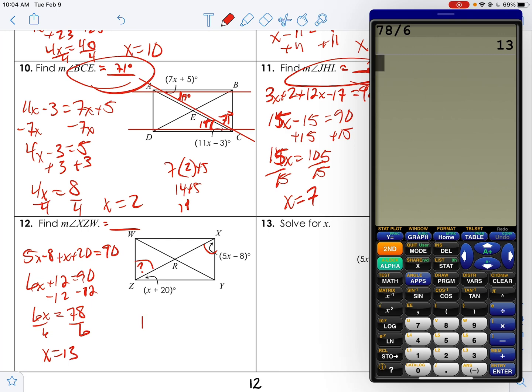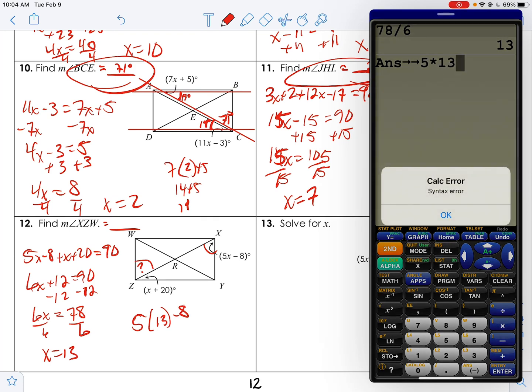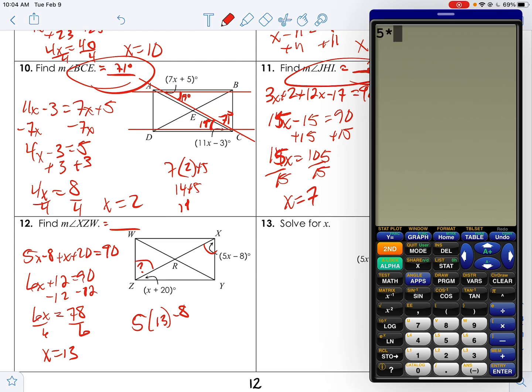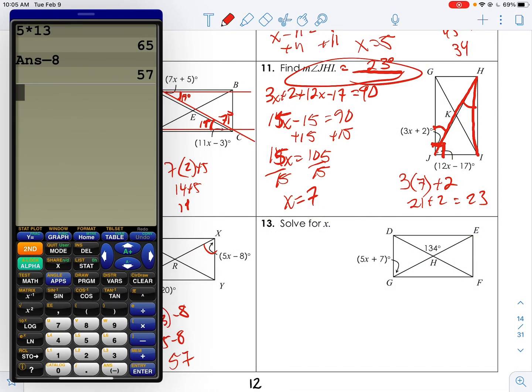Okay, so 5. That was weird. 5 times 13 minus 8. 5 times 13. That is also weird. 65 minus 8. Might as well, we're in the calculator. 57. That's better. Didn't look like 33 degrees, but what do you know? Last one. Give it a try on your own. Come back. Let's see how you do.